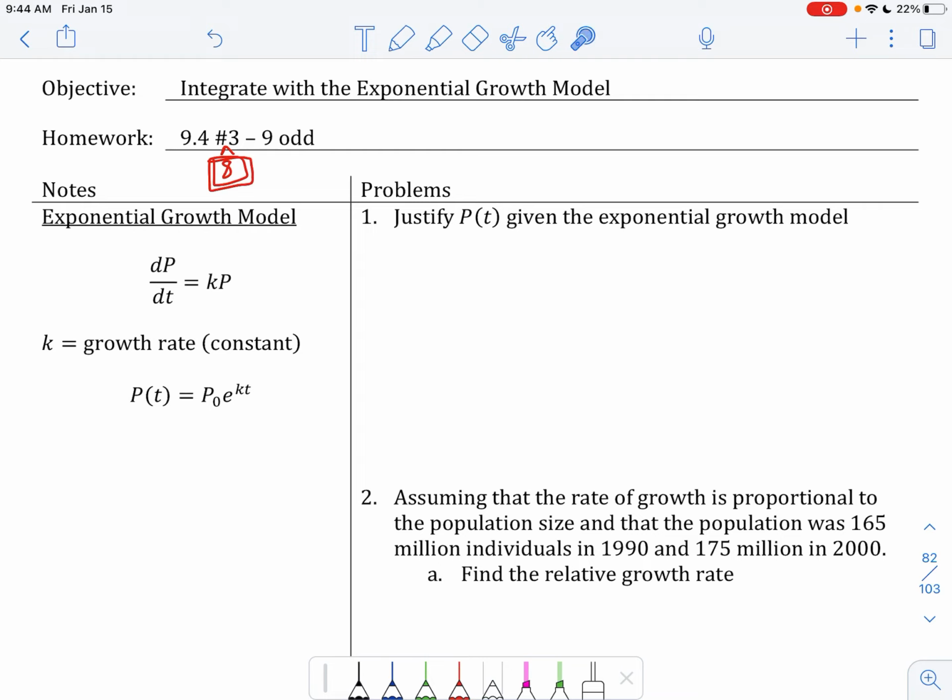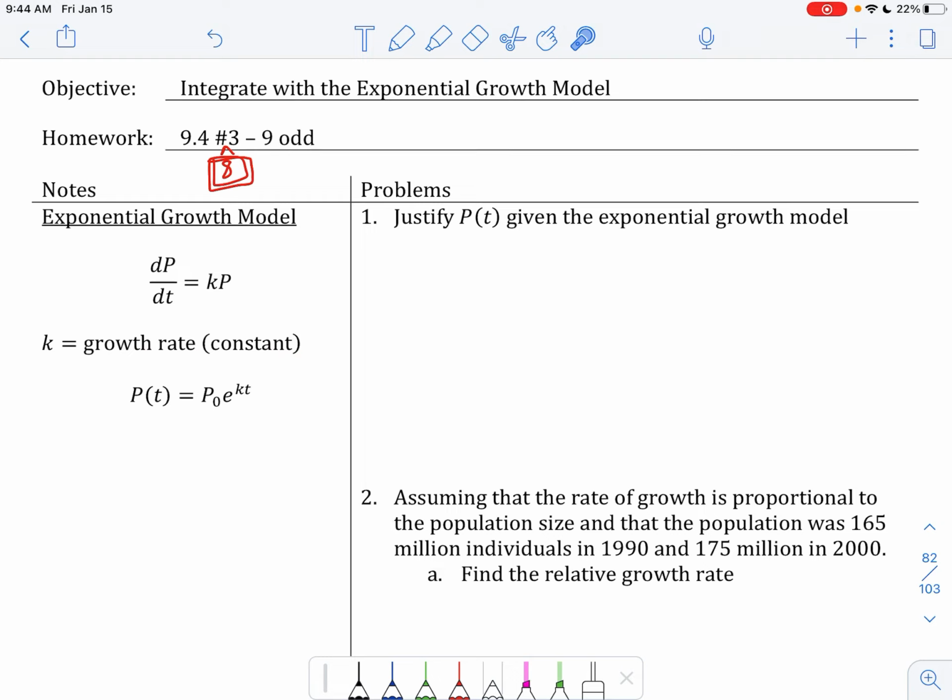Now, the exponential growth model is basically dP/dt, so the change in population over time is a constant times the population. And k is a constant. As I said, it's the growth rate.